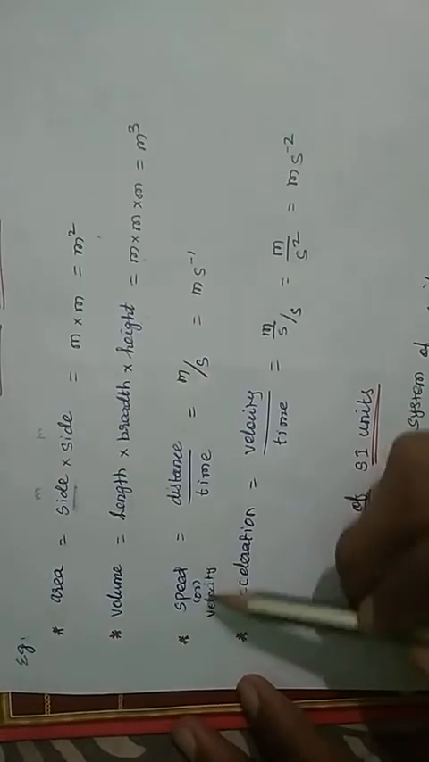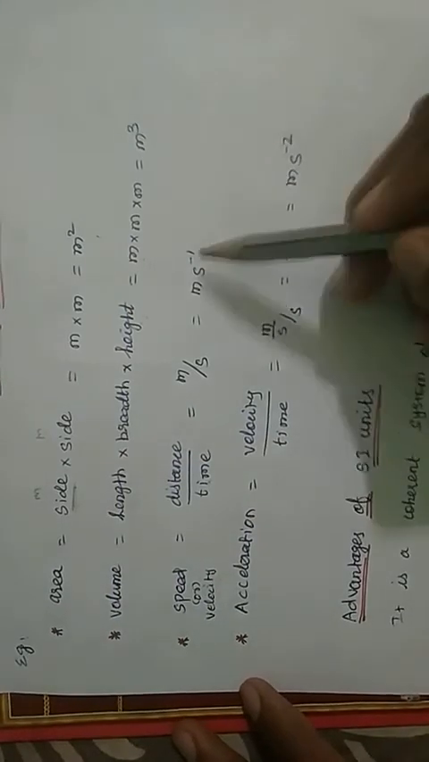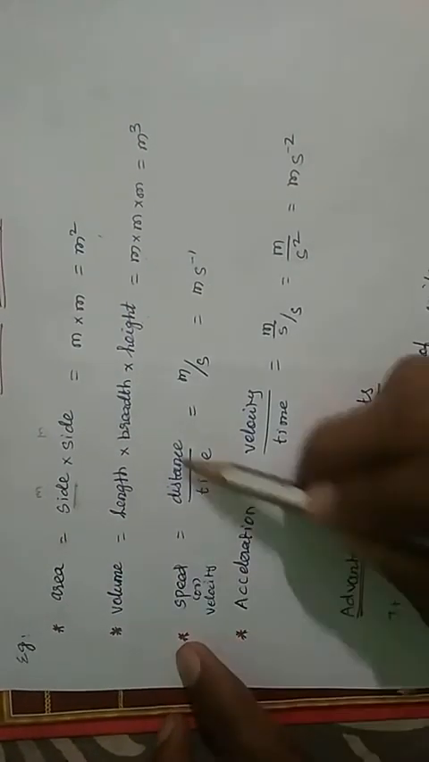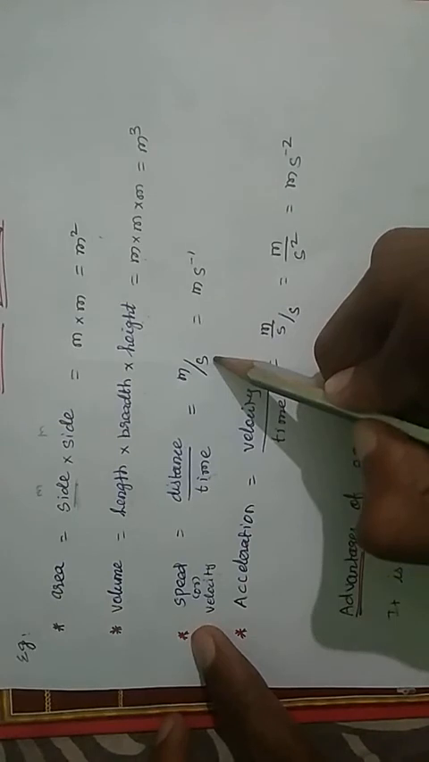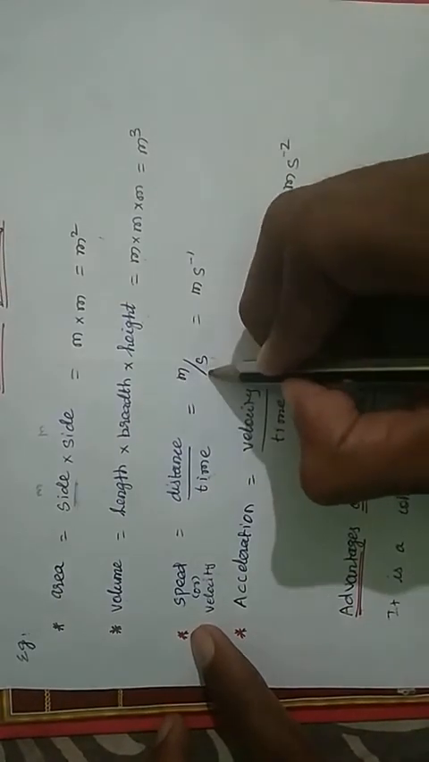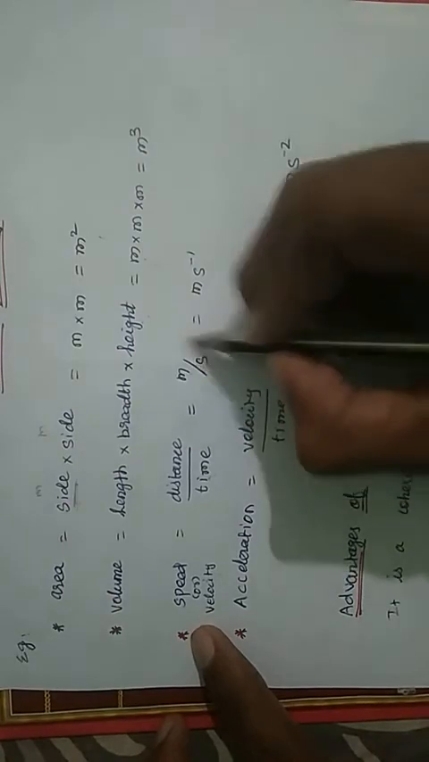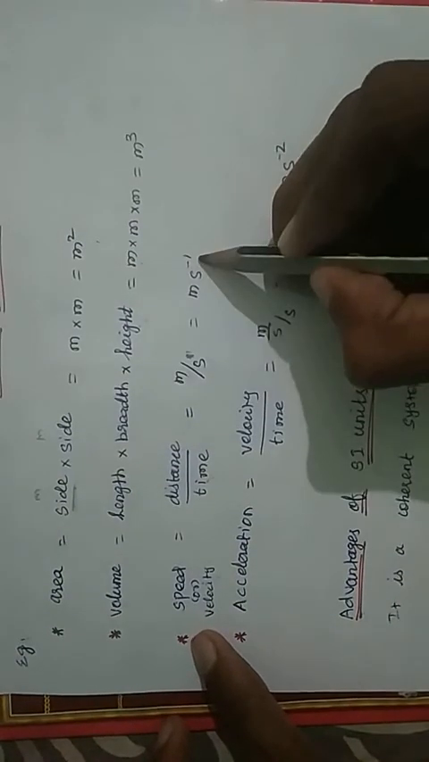So next is the speed or velocity. Speed means distance by time. Velocity means displacement by time. Both consist of the same unit. Speed means distance by time. Distance can be measured by meters, and time can be measured in terms of seconds. So it can be represented as meter per second, or when the second goes to the numerator, the power will become minus. Denominator has power 1. When it goes to the numerator, it becomes power minus 1.